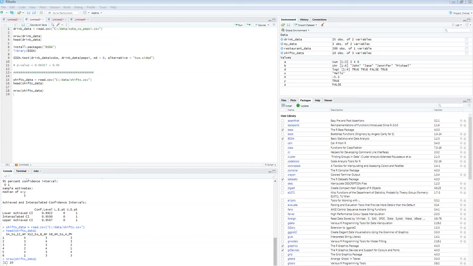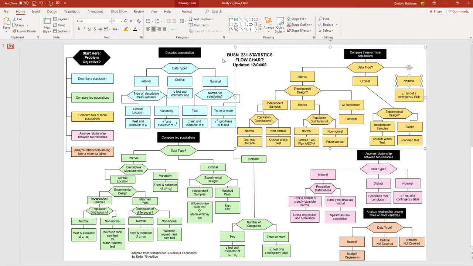Okay, so let's again be formal, and let's use our analysis flowchart. So here, I'm comparing 3 populations, right? 3 different shifts against each other. Data type, ordinal. Experimental designs. Well, I can have independent samples, or the equivalent of independent samples, in case I have more than 2 samples, is called blocks, right? Block of observations. So they're not pairs anymore, right?